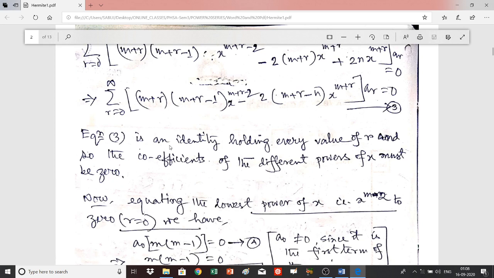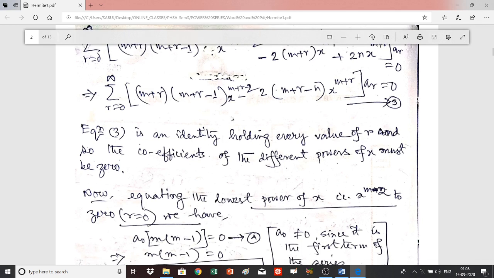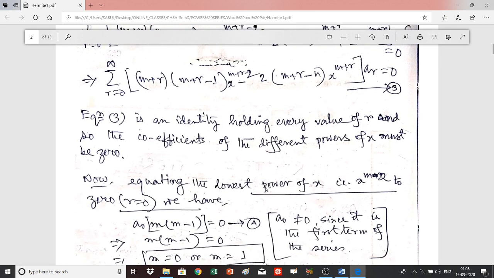So equation 3 is an identity holding for every value of r, and so the coefficient of each power of x must be 0. Now equating the lowest power of x, in this relation the lowest power of x can be obtained by using r equal to 0. If you use r equal to 0, it will give you m minus 2. So the lowest power is m minus 2.